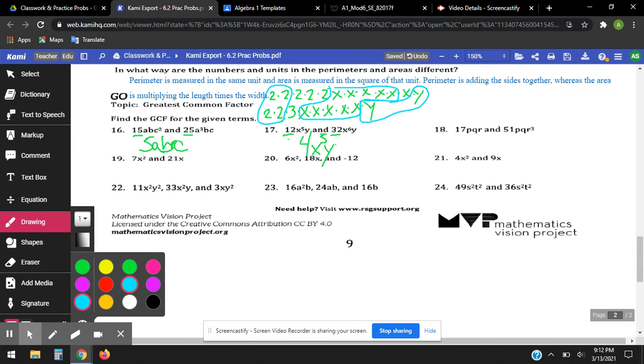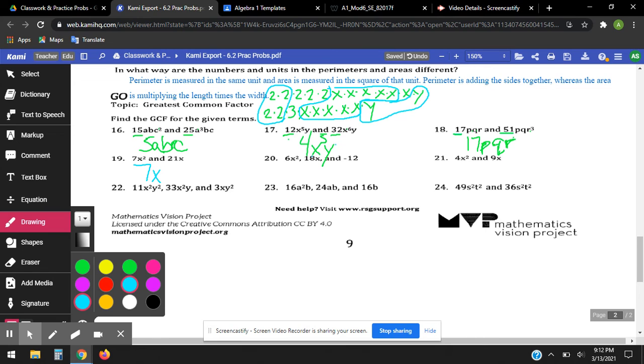All right, so looking at 17 and 51, 17 actually goes into 51, so 17 would be my greatest common factor there. There's only one p in each. There's only one q in each. And the most I can get out of there is 1r, because that one only has 1. So that's where I get that one there. Let's do the next one. 7x squared and 21. Well, 7 goes into both of them, and I have 1x that I can get out of each.